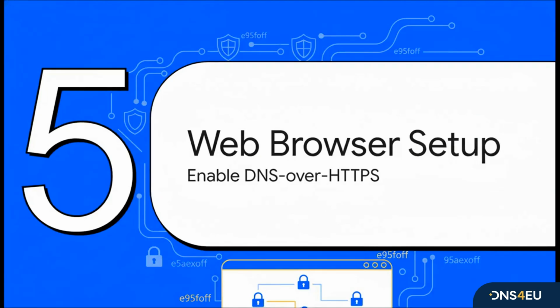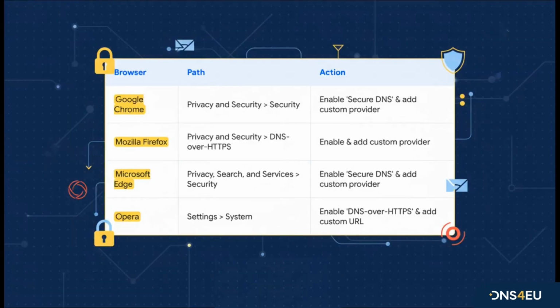Okay, we are on the home stretch now. For anyone who wants to take their privacy up to the absolute maximum level, there is one last layer we can add, and that's encrypting your DNS requests right from inside your web browser itself. This table right here is pretty much your cheat sheet for the big four browsers. In Chrome, Firefox, and Edge, you're going to dive into the privacy and security settings and look for something called Secure DNS or DNS over HTTPS. For Opera, it's under System. In every case, you just flick on the feature, choose to add a custom provider, and then you'll paste in the special DNS over HTTPS address from DNS4EU.